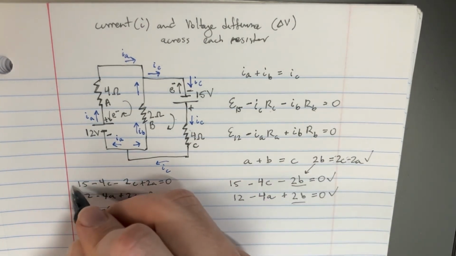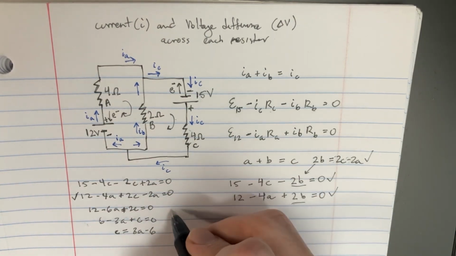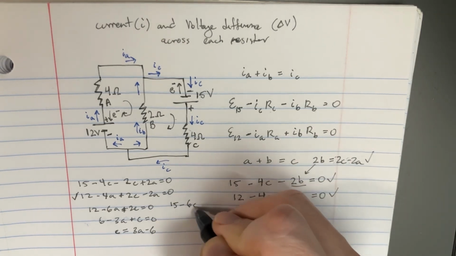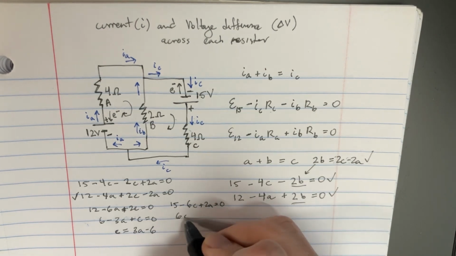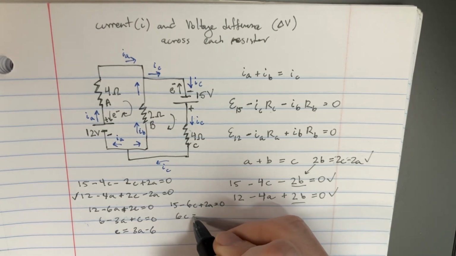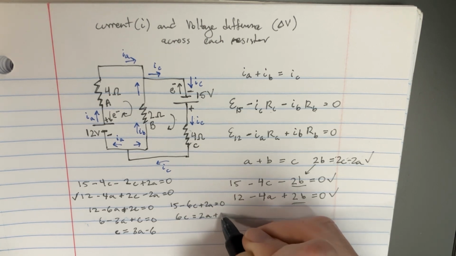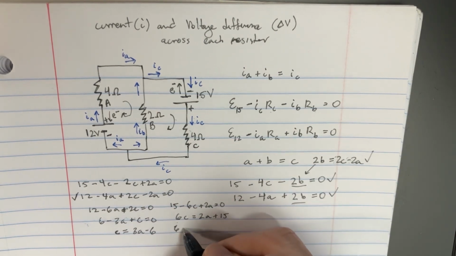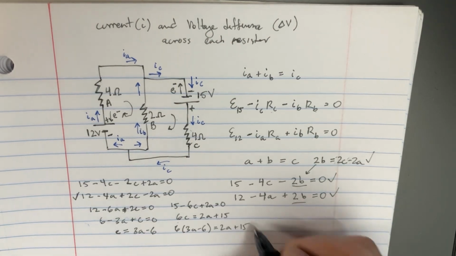And then on the other one, then we can see that this is more like 15 minus 6c plus 2a equals 0. So like, 6c equals 2a plus 15. And then we'll just plug in this stuff for c. So we'll say that 3a minus 6 equals 2a plus 15.